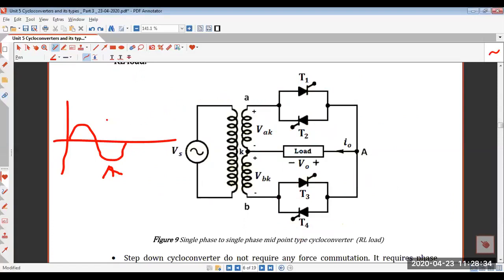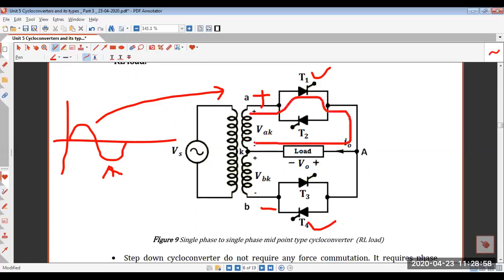So let us come to the positive half cycle first. This is positive, this is negative, T1 is forward biased, T4 is forward biased, but we do not trigger T4. So let us see if we trigger T1 at omega t is equal to alpha for the positive half cycle, how the current will flow. The current would flow like this. So you can see that the direction of current in this case is the same as that of the reference direction marked on the circuit diagram, and hence the output voltage will also be positive, right?